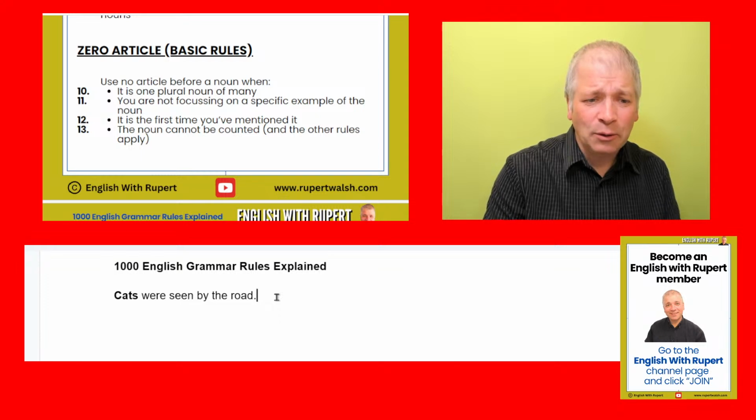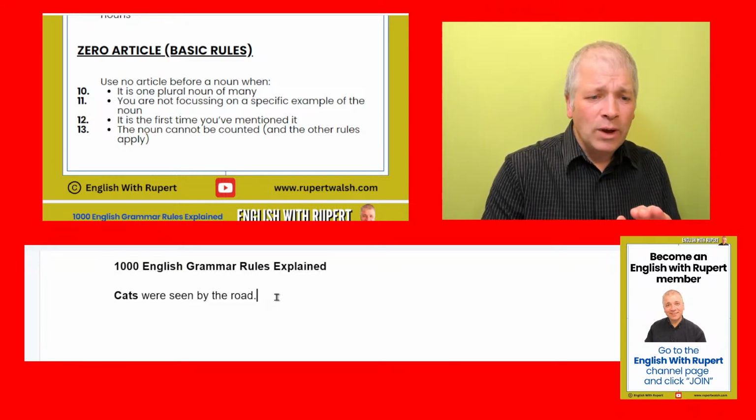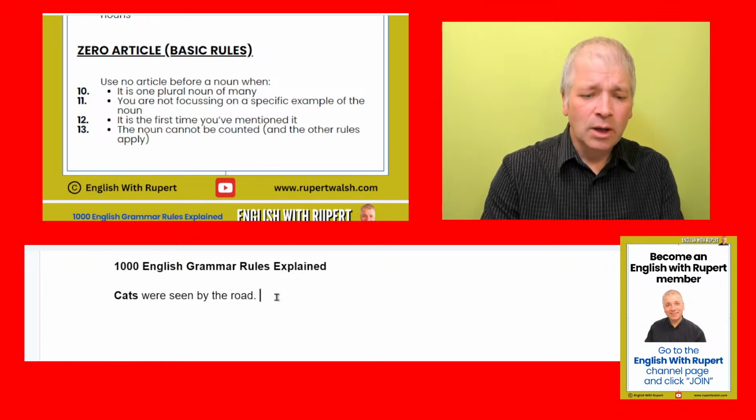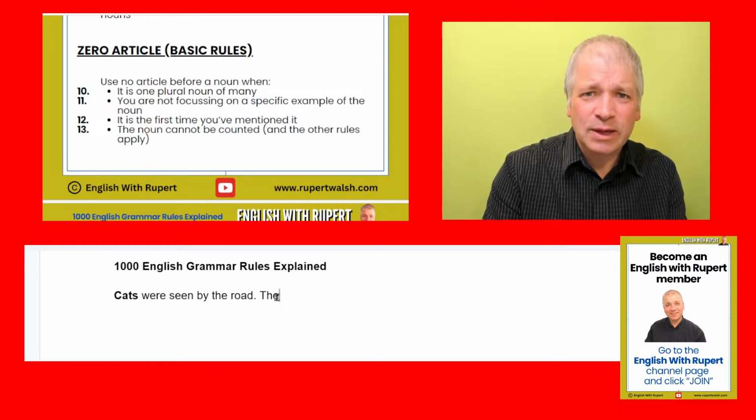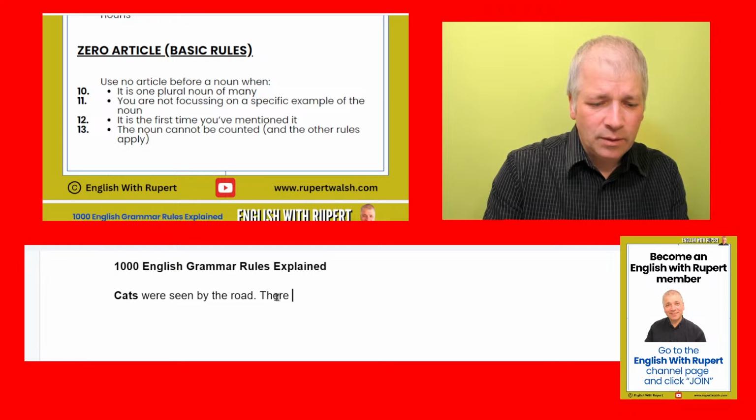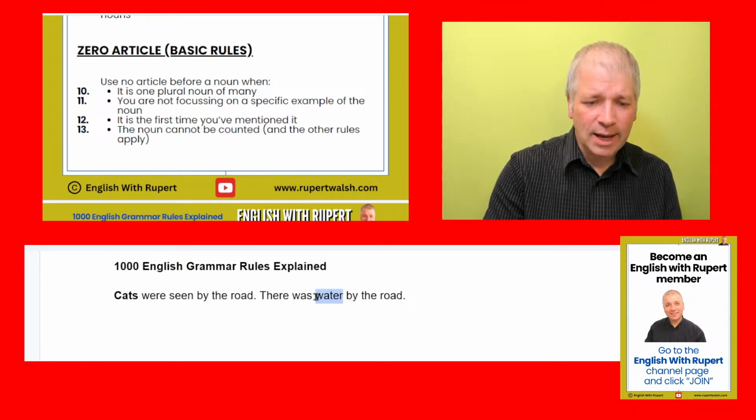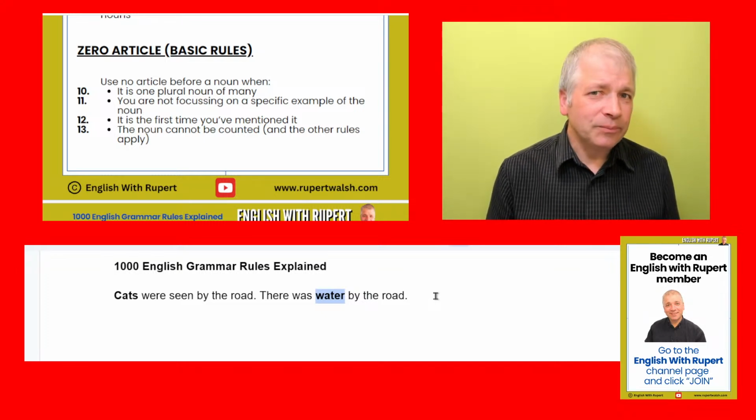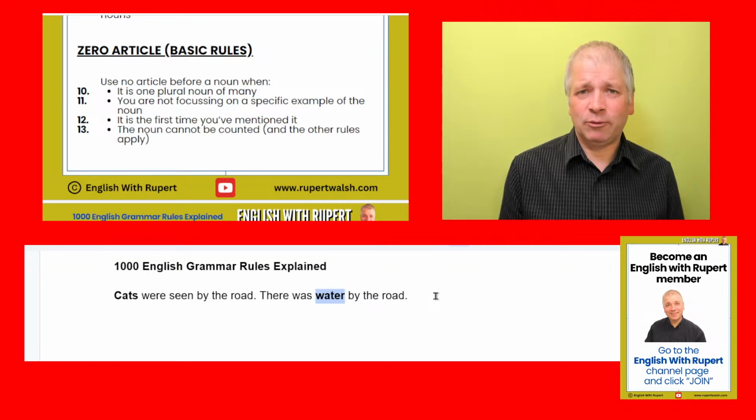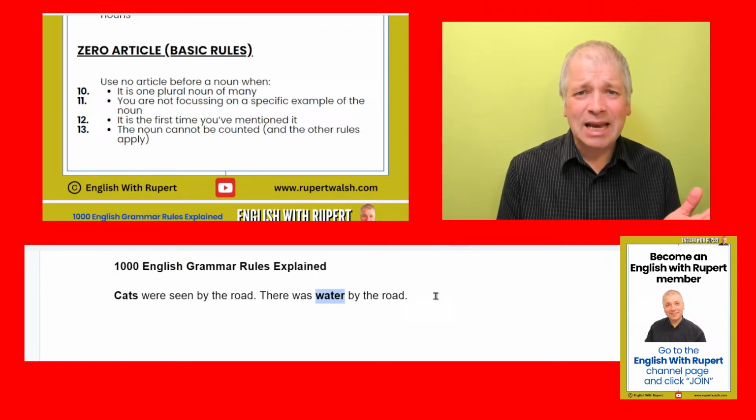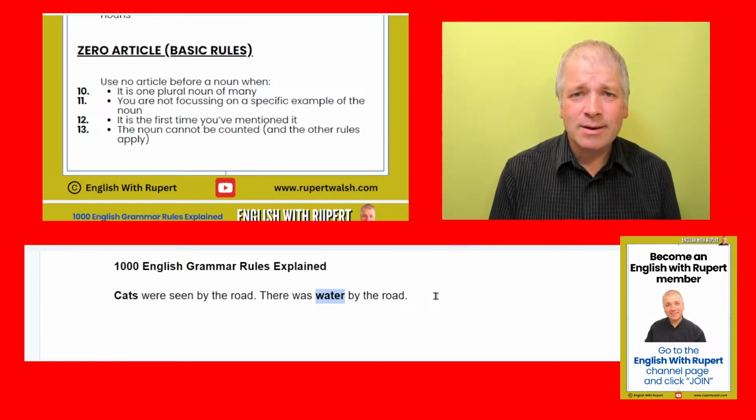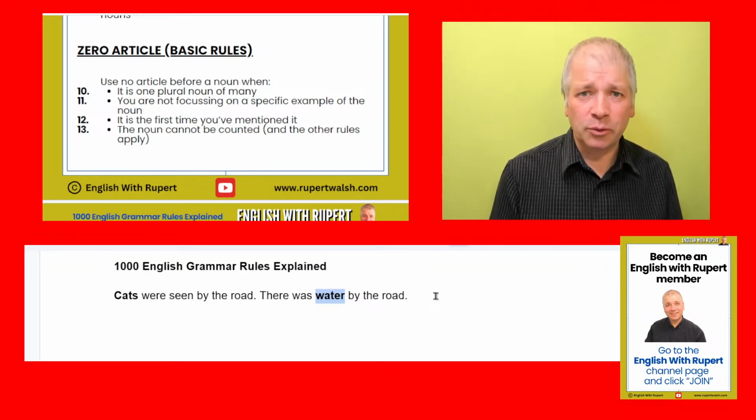13 introduces something else, though. You can use zero article if the noun cannot be counted. Let's use this as an example. There was water by the road. So here I'm focusing on the noun water. And water is what we call uncountable. We cannot count it because it's a liquid. It's too difficult to count. It's what's called a mass noun. And these nouns don't need articles in front of them. So that's the zero articles.